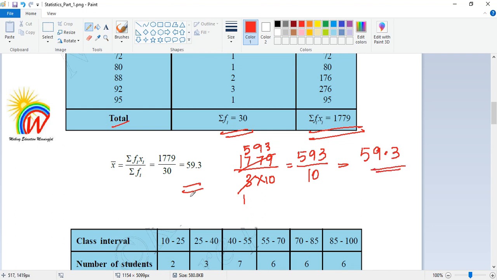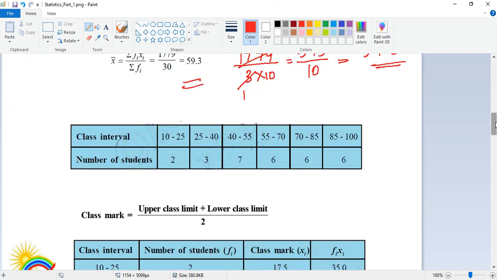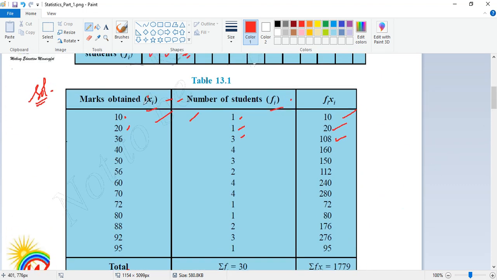Okay, right. So now you come to this. This is the simplest thing when they have given you the xi values. The xi values were given properly. So in that case, we just have to multiply the xi and fi value. That's it, right? And then you have to just add the fi value separately and fi xi value separately.